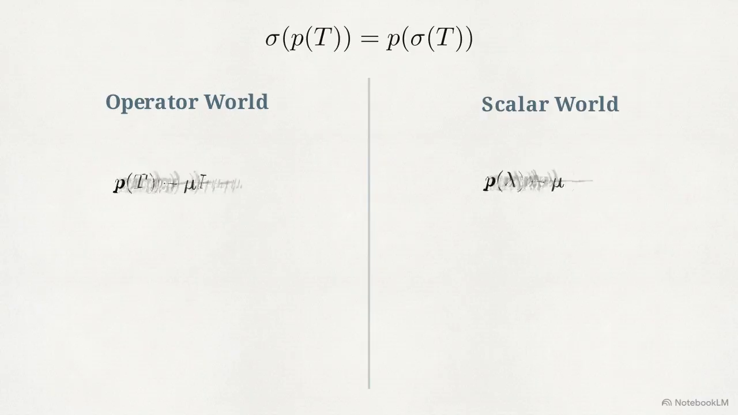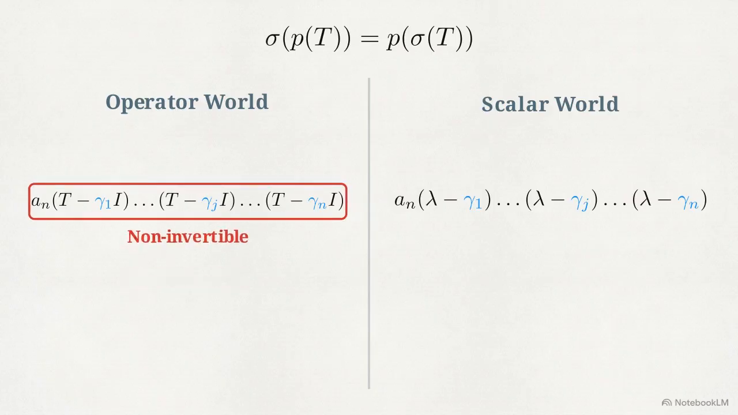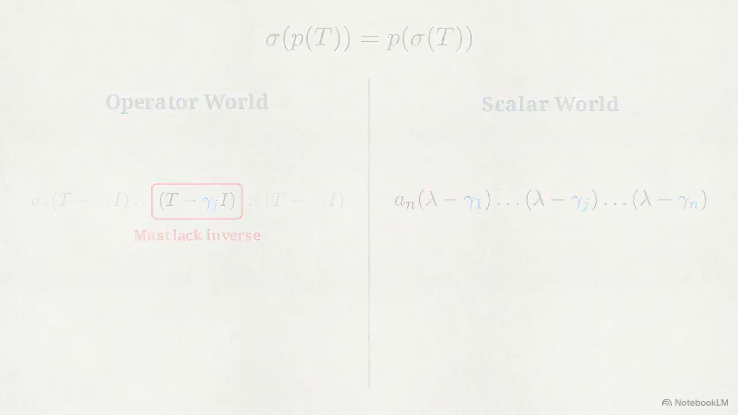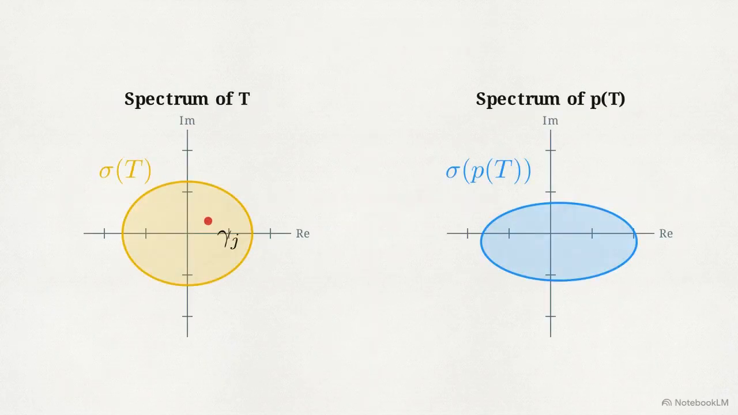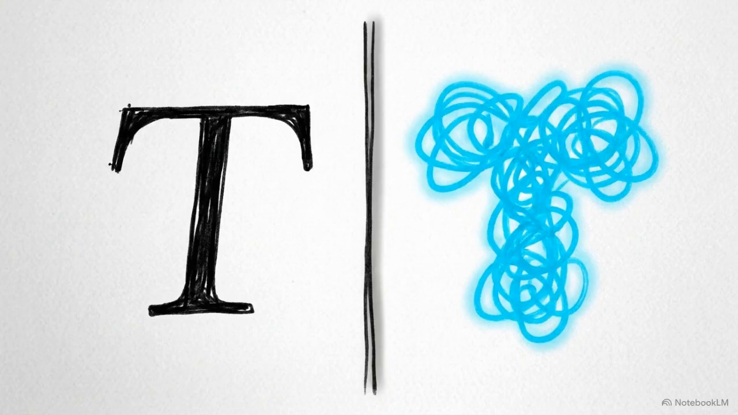When we factor an operator polynomial, the roots match those of a standard scalar polynomial. If the overall operator polynomial cannot be inverted, at least one of these root factors must also lack an inverse. That failure identifies a scalar value that belongs to the spectrum of the original operator. This demonstrates that the spectrum reflects the operator's algebraic structure, allowing operations to be mapped directly onto the spectrum.